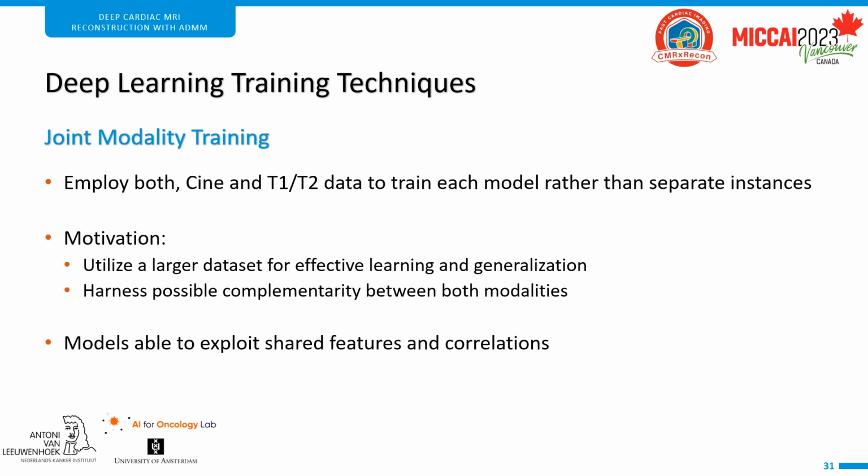For our deep learning-based approach, we employed joint modality training. This method involved training our models using all data at our disposal provided by the challenge, including both Cine and multi-contrast MRI data. The benefits of this approach were twofold. Firstly, it allowed us to use a larger dataset, promoting more effective learning and generalization. Secondly, by integrating these data, we aimed to leverage the possible complementarity between these modalities. This approach enabled the model to exploit shared features and correlations, potentially improving reconstruction quality for both modalities at inference.